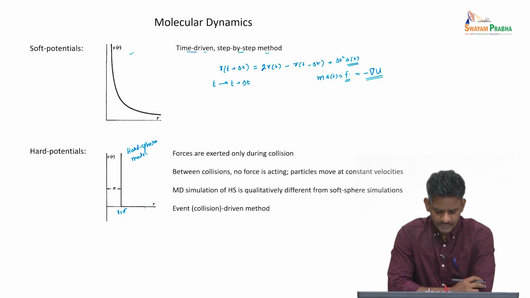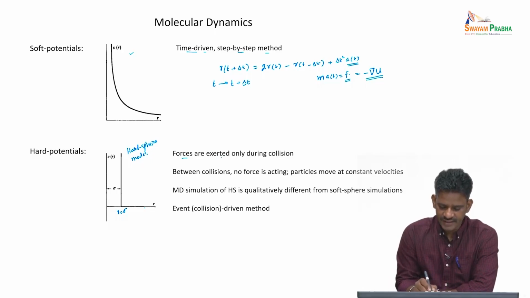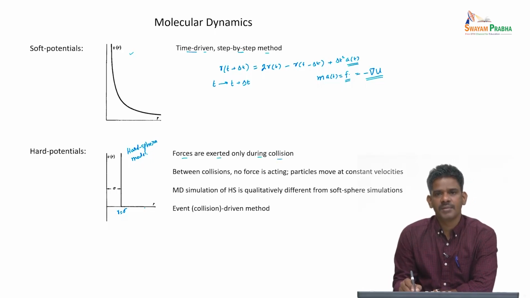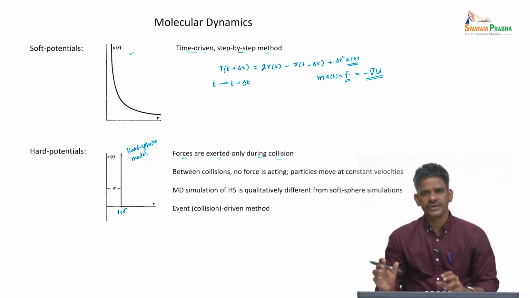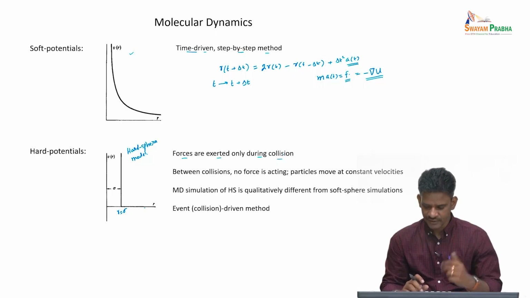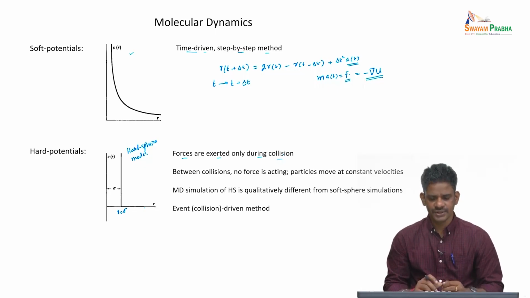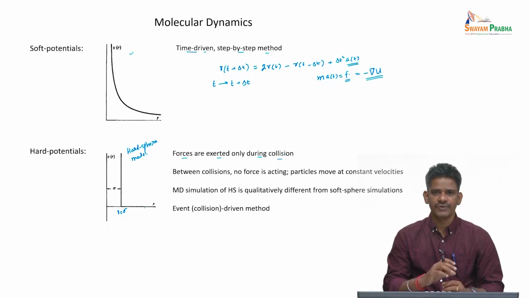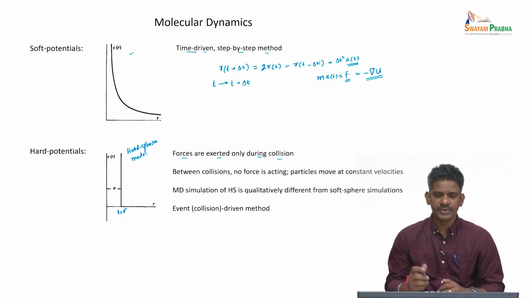And you can also see in this kind of hard sphere particles, the forces are felt only during pairwise collision of particles. Between those collisions, the particles are moving at a constant speed or constant velocity. So, before or after the interparticle collisions, you see that the particles are actually moving at constant velocities. And during those flights, there is no force acting on them.